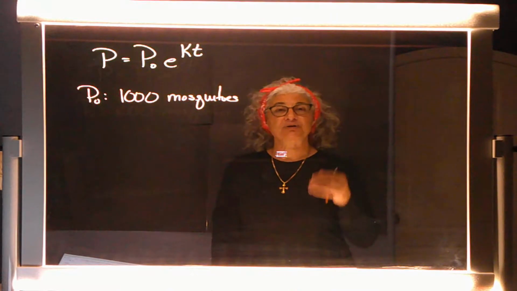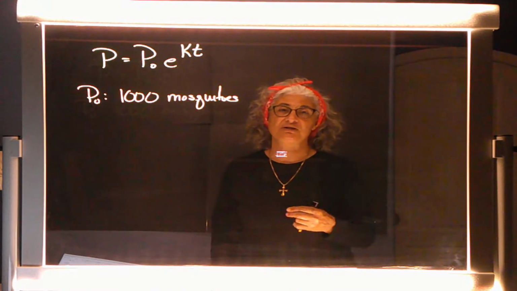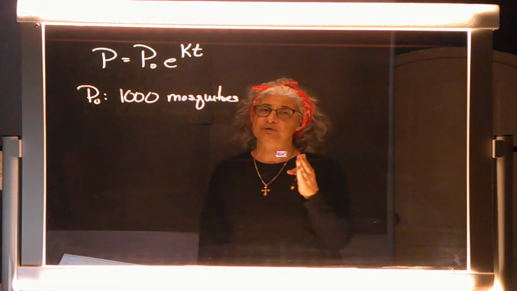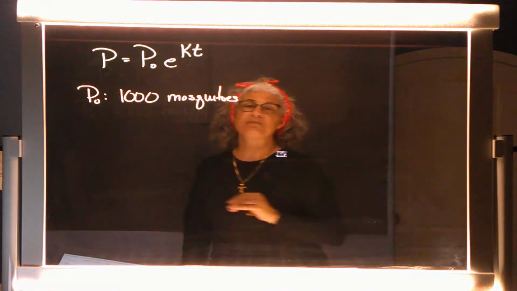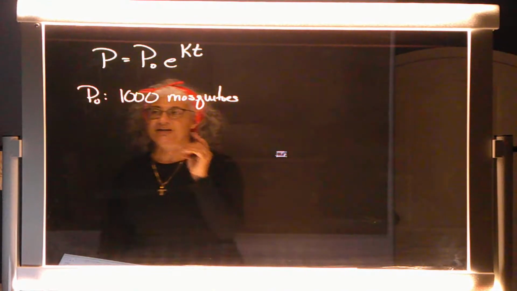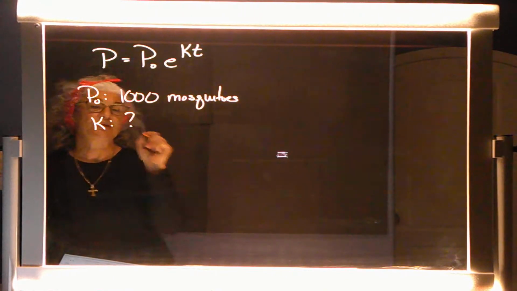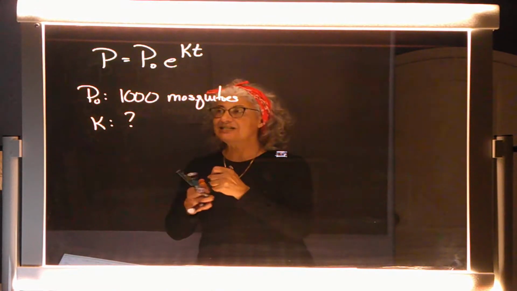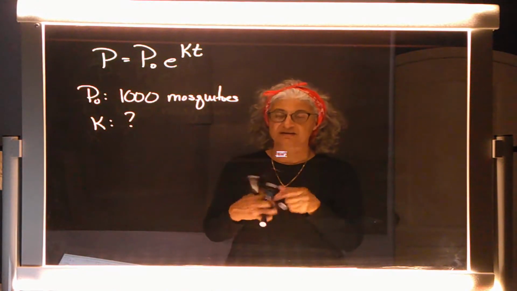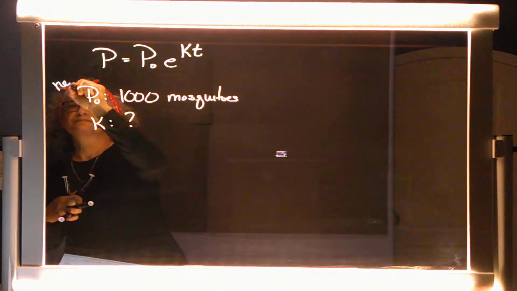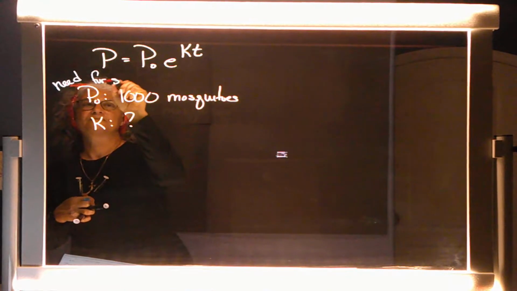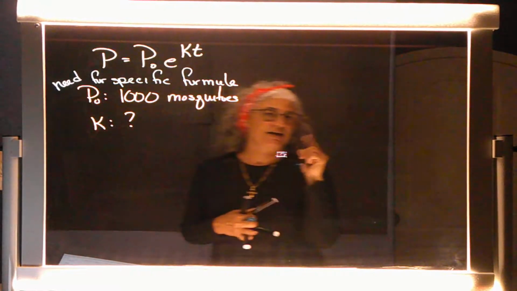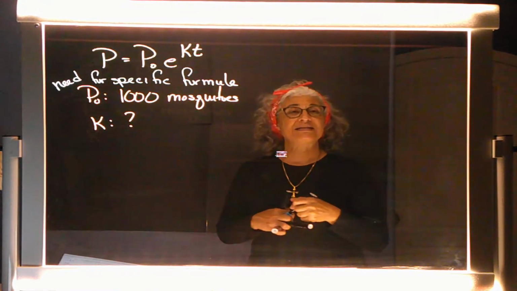Okay. So in order to come up with a formula, there are always 2 things you need to know to come up with the specific formula. I need to know the initial amount of mosquitoes, and I need to know the rate. I need to know K, which they didn't tell me. They did not tell me the rate. These are the 2 items that I need to know to come up with that specific formula. So, I got 1 out of the 2, which means I need to find K, don't I?